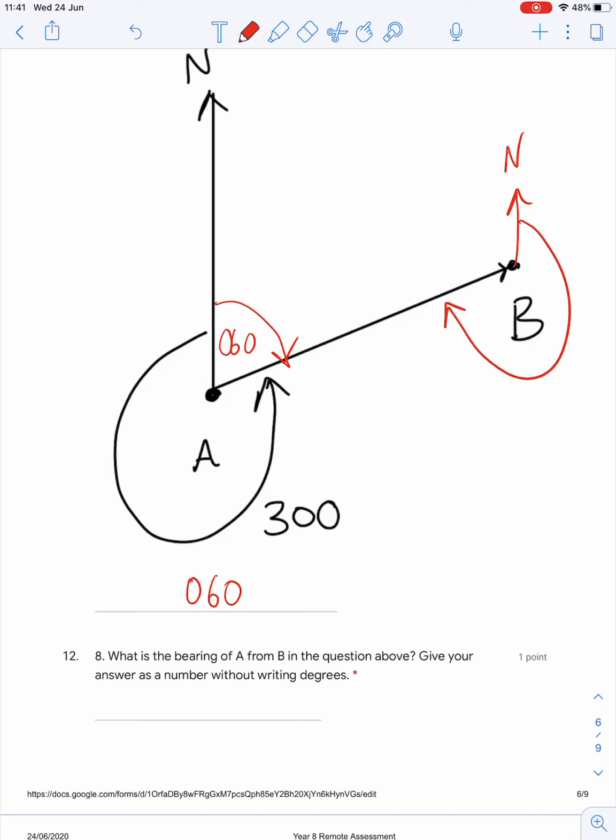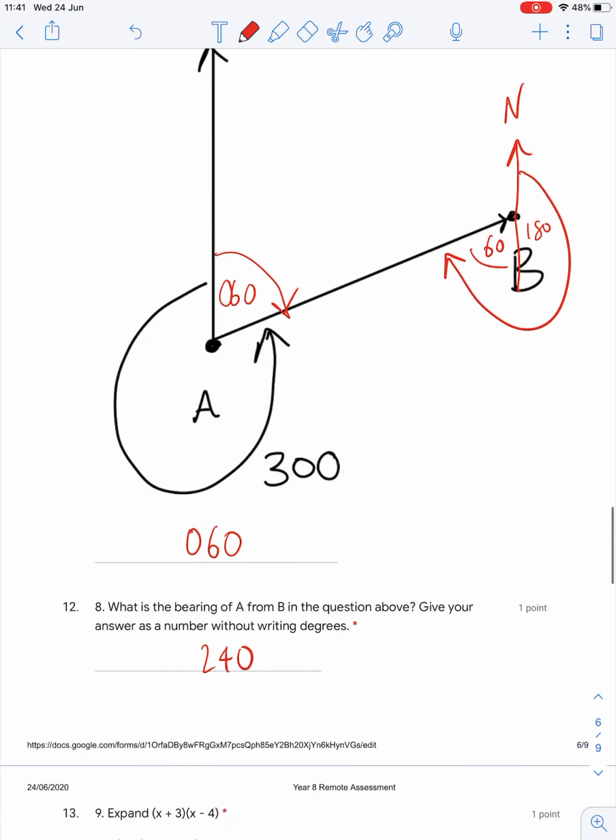The bearing of A from B, we put the north line in and we measure that angle round there. Well, according to parallel line theory, if you like, we just mentioned alternate angles, didn't we? This is also 60, and this bit here is 180. 180 plus 60, it's 240.